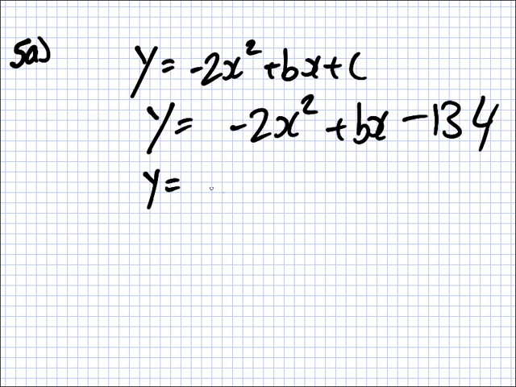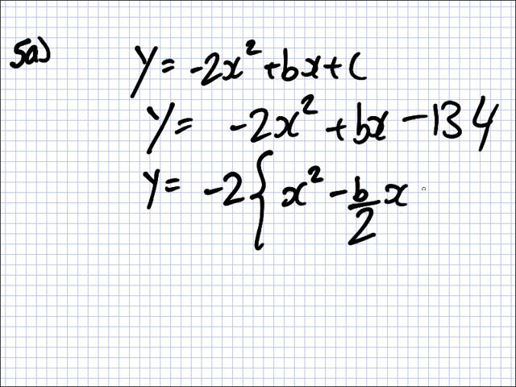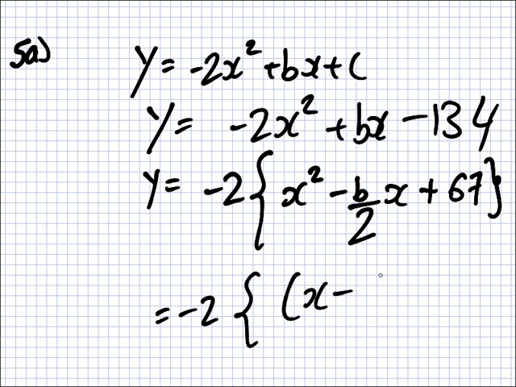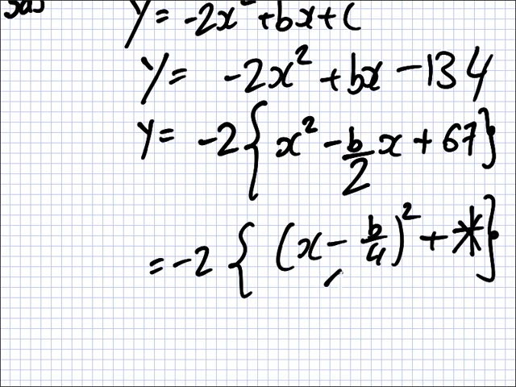Now, let's complete the square. Minus 2 bracket x squared minus b over 2 x plus, if I divide by minus 2, what's that? 78, is it? Is that right? No, it's not. Sorry, 67. Right, if we want to complete the square, this would be x minus b over 4, plus something. Don't care about the something.